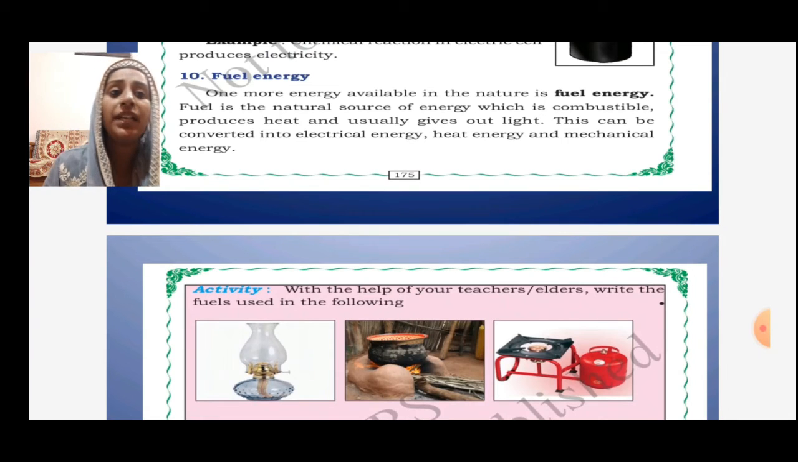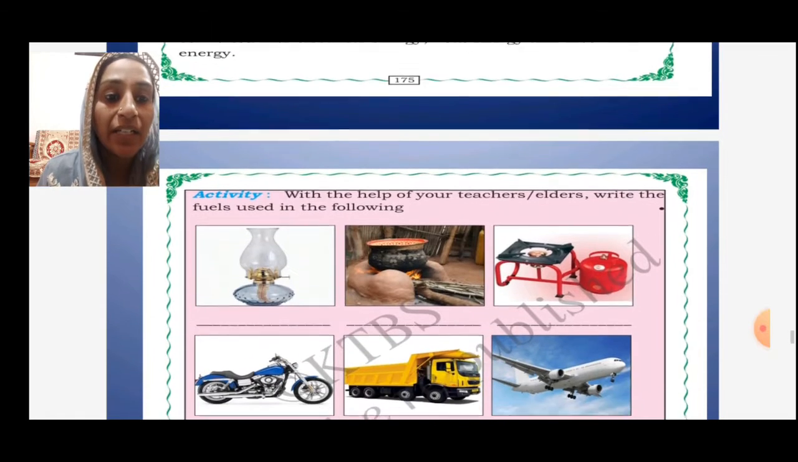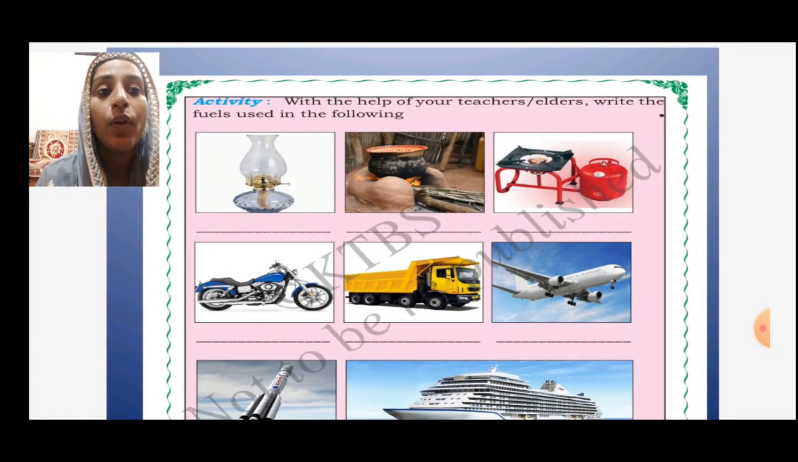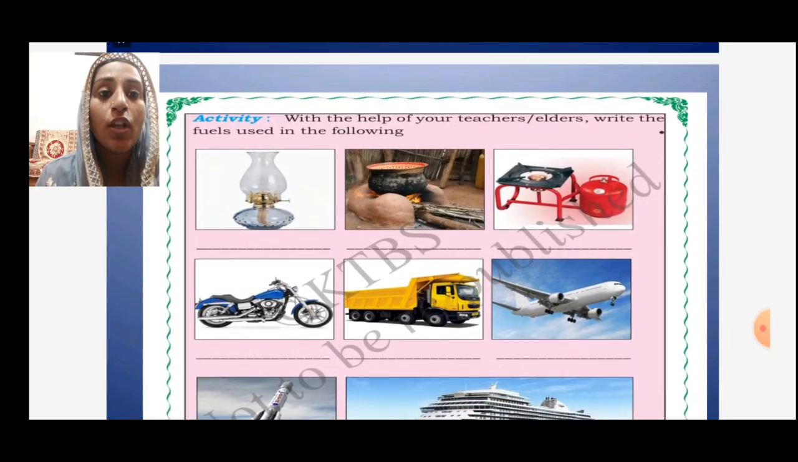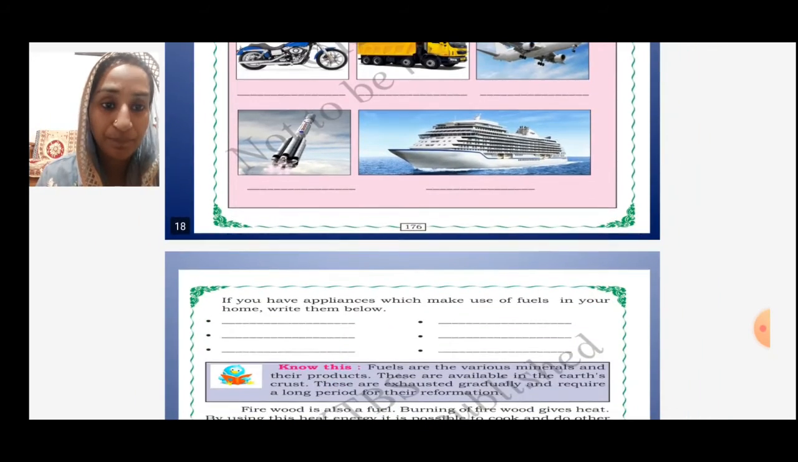One more energy available in nature is fuel energy. Fuel is the natural source of energy which is combustible, produces heat, and usually gives out light. This can be converted into electrical energy, heat energy, and mechanical energy. Okay, these are the things that work with the fuel: your lantern, cooking gas, your vehicles, aeroplanes, rockets, ships. All this uses fuel energy.